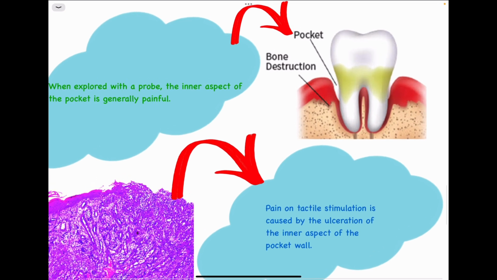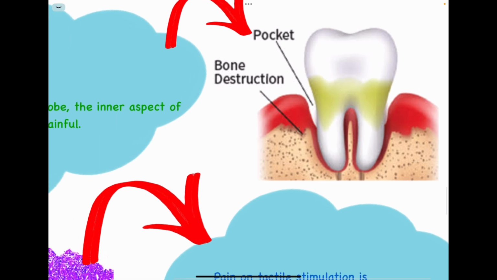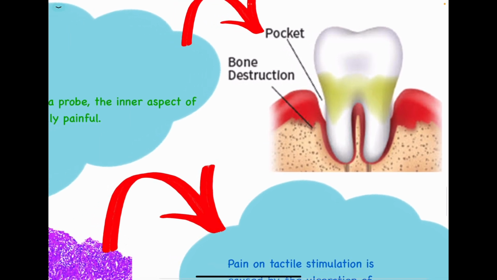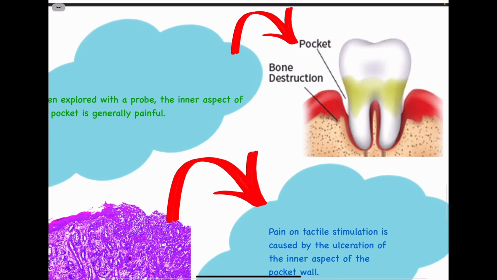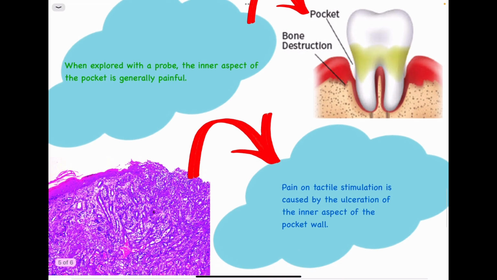Okay, so here in this figure you can see this is the pocket, and also there is invariably a small amount of bone destruction. Okay, so whenever you are trying to probe, the patient might experience some degree of pain. Okay, and histopathologically, pain on tactile stimulation is caused by ulceration of the inner aspect of the pocket wall. So there is ulceration because of thinning of the overlying epithelium. Now because of this ulceration, whenever you are trying to probe, the patient usually complains of pain.